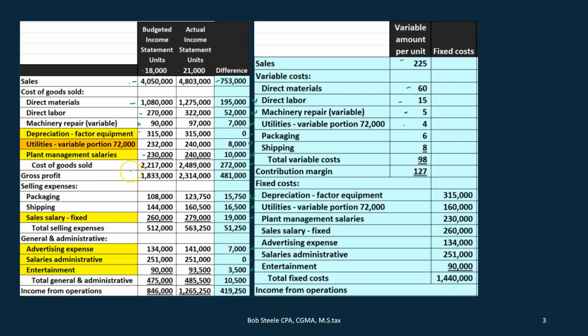Then we have the total cost of goods sold. That's a subtotal. It's not going to be over here because it's a subtotal. Gross profit, subtotal. That's not going to be over here because it's a subtotal.